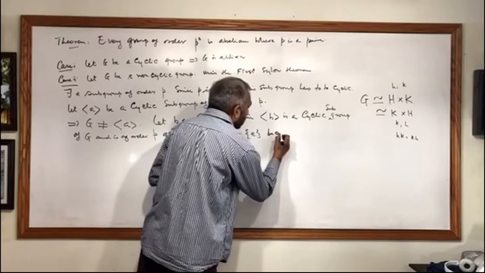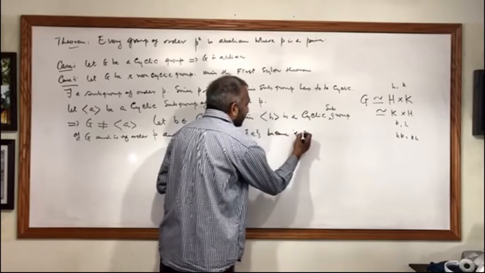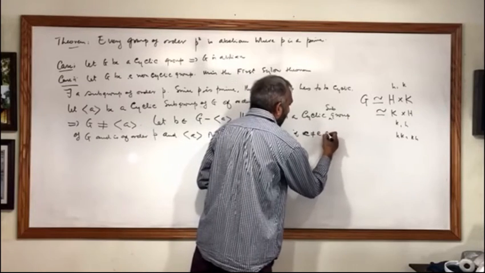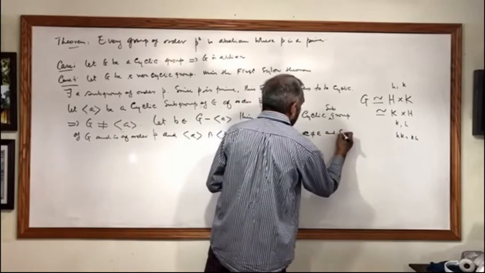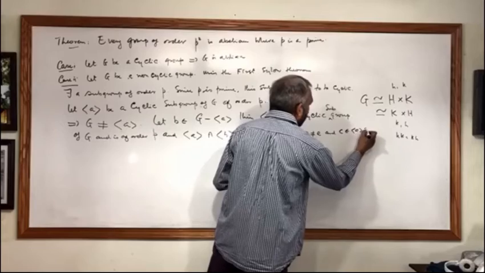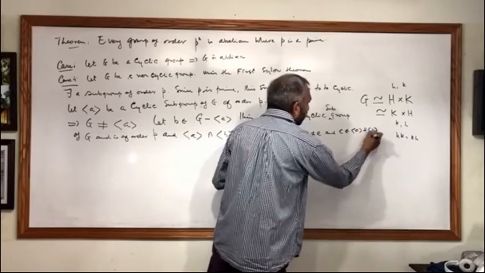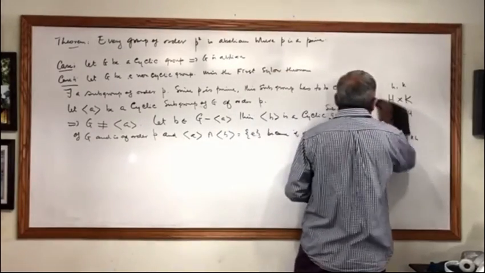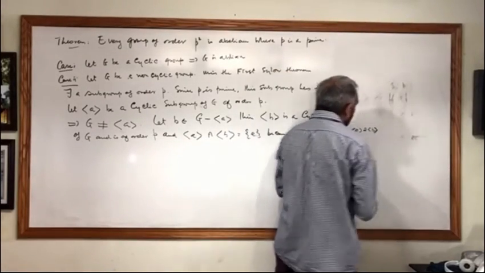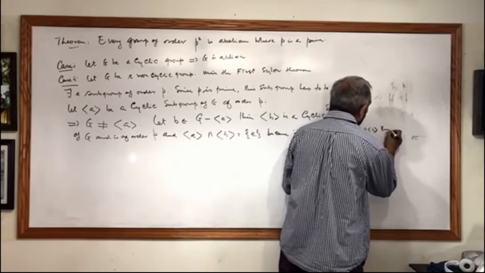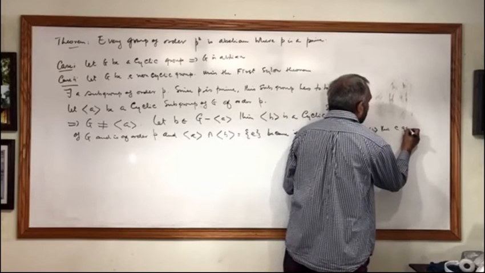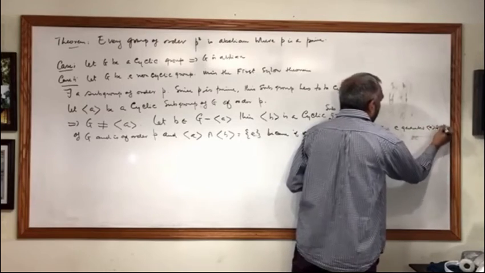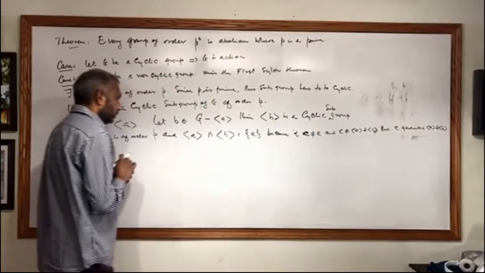Because if C is not equal to E and C belongs to A and B, then C generates A and B, which is a contradiction.